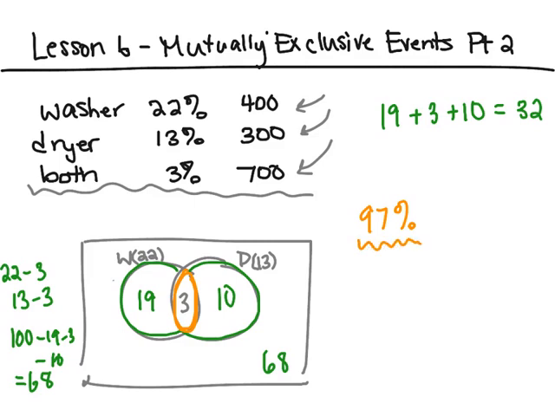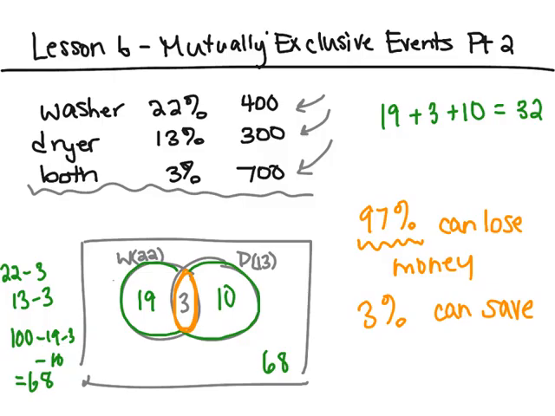So if that's the only way that it can be beneficial, that means there's a 97% chance that she could lose money. And there's only a 3% chance that she can save money. So really, it is not worth it to get the extended warranty for a 3% chance.